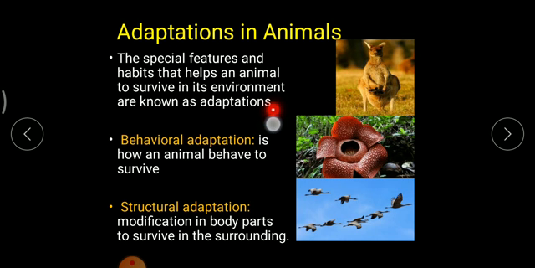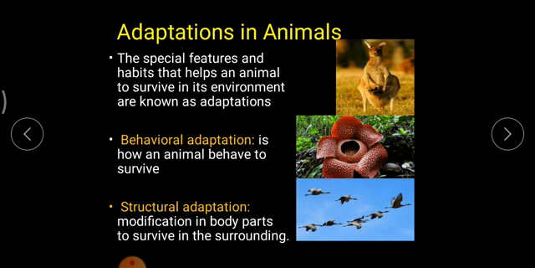Now behavioral adaptation means how an animal survives, what an animal does in order to survive. For instance, if an environment is not favorable for an animal to sustain, what exactly the animal does in order to survive, that is behavioral adaptation. Again, if you take the example of this kangaroo, it has adapted a feature of developing a pouch so that she can carry her baby. That is a behavioral adaptation made by the kangaroo.